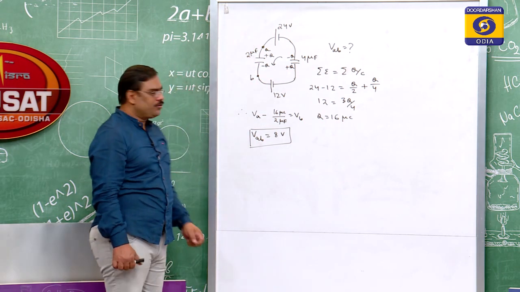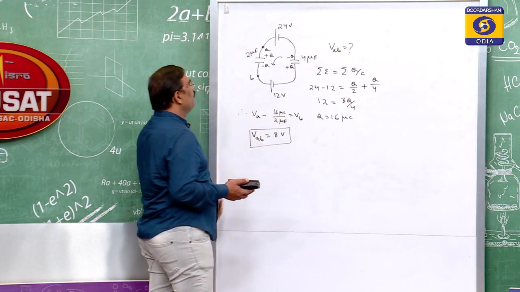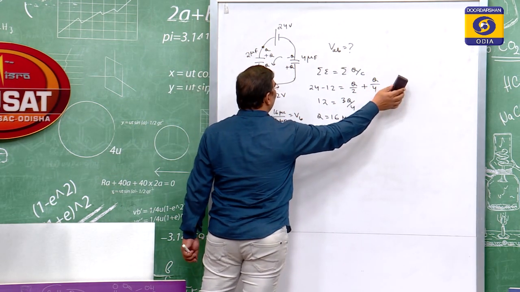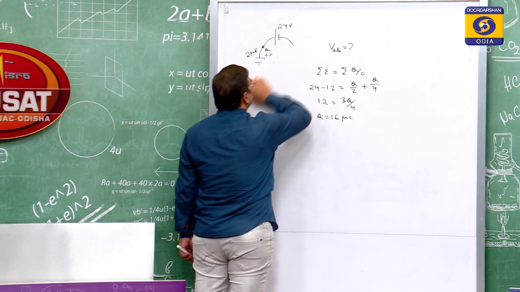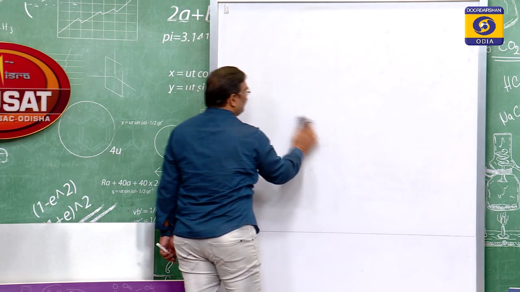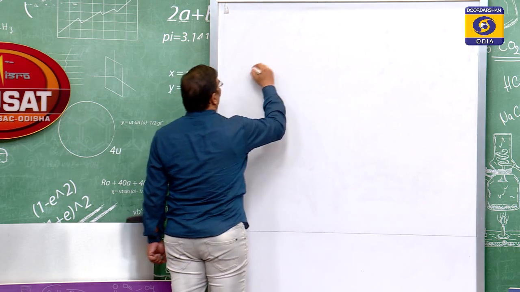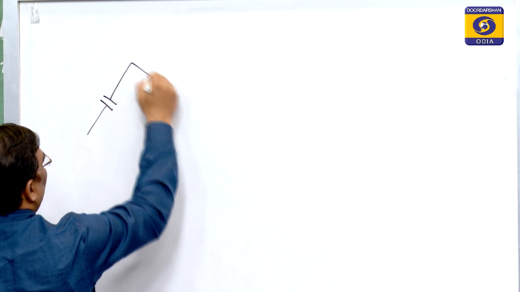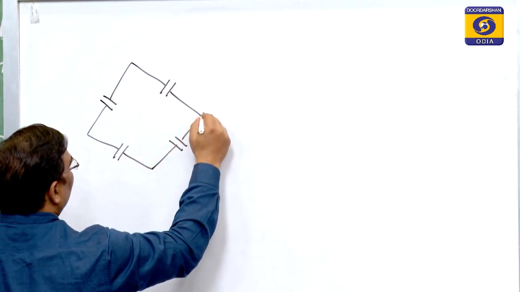Similarly, we can also calculate the effective capacitance between 2 points in a network. To find the effective capacitance between 2 points, now let us consider a similar situation of unbalanced Wheatstone's bridge.